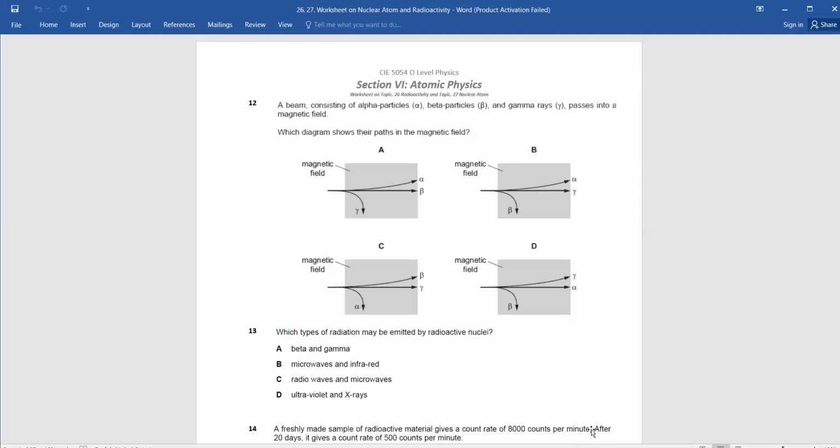Wait, here we can understand easily. One thing we can understand easily is that alpha particles are more massive. They have more mass, right? Two protons and two neutrons. That's why their deflection or deviation will be less. Beta particles are lighter. That's why their deviation will be more. Is it clear to you?